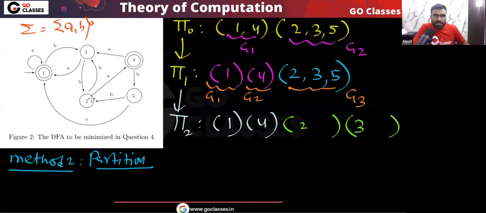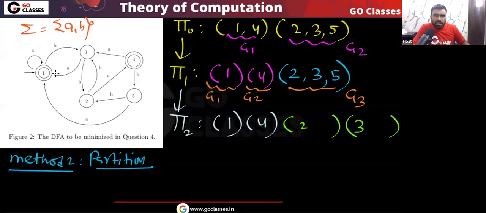2, 5. See, 2 on A going to group 2, 5 on A going to group 1. So 2, 5 will be separated. Do you agree? Means 5 will not come here. But can 5 come with 3? Can 5 be here or will 5 be separated? So let's check 3, 5.